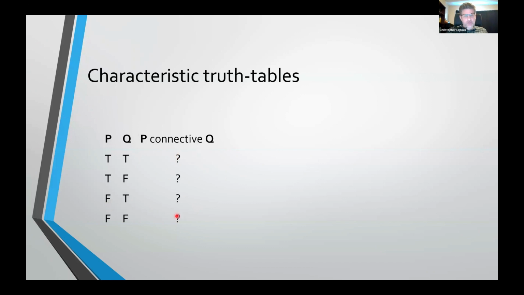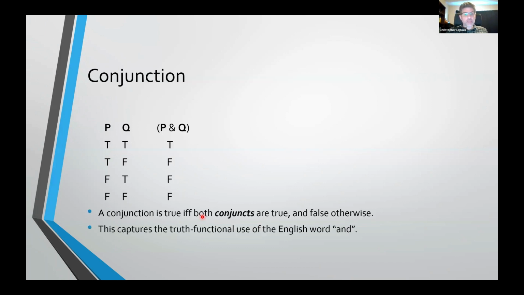And then in this column over here, the characteristic truth table will say what truth value the connective has in each of these combinations. If the connective is truth functional, then the characteristic truth table will exhaustively specify the meaning of the connective, which vastly simplifies things tremendously for all sorts of purposes.